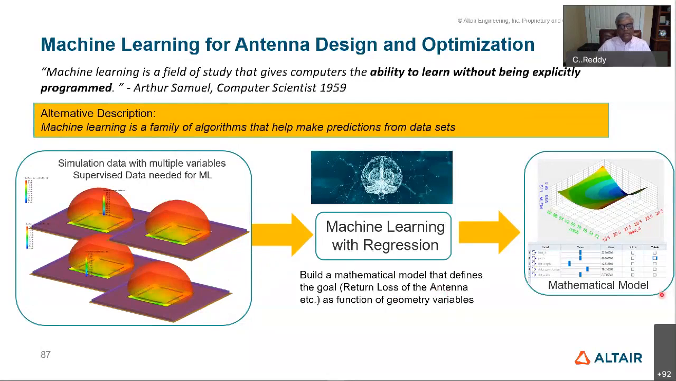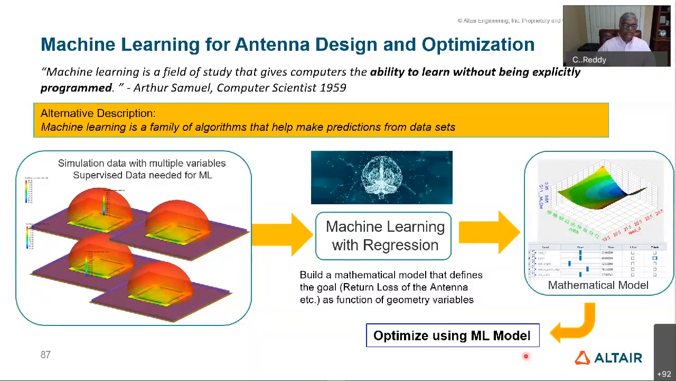Once the mathematical model is there, you can even have scroll bars and see how your final response varies when you change the dimensions, for example, for a patch antenna like this. And then, of course, you can use this machine learning model for optimization. So your optimization now doesn't take any time at all. It can be very, very fast.